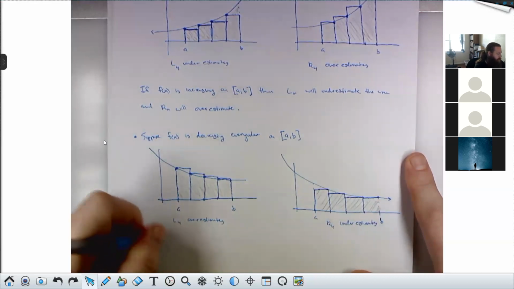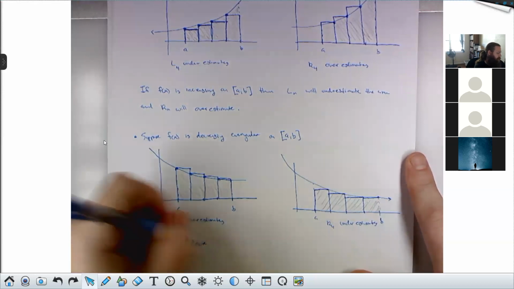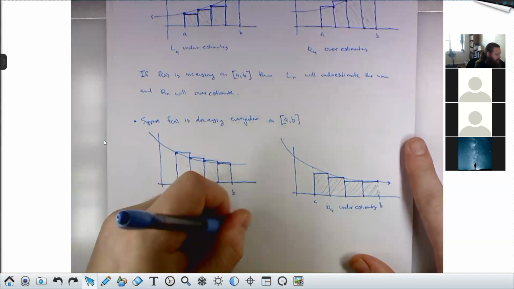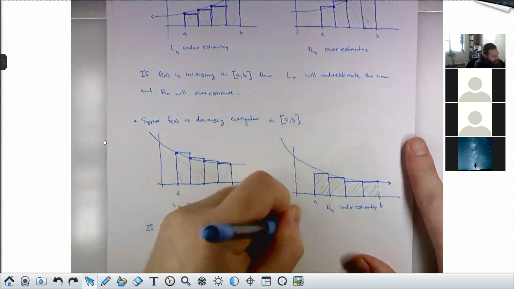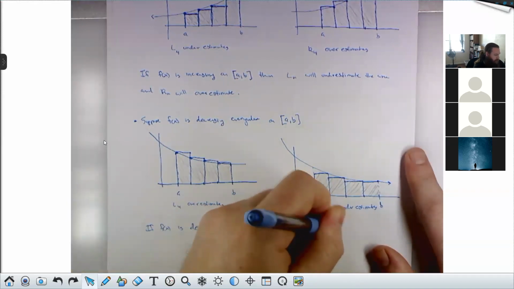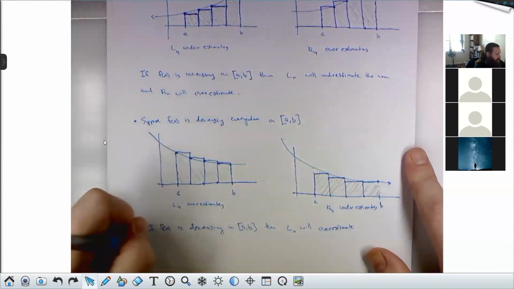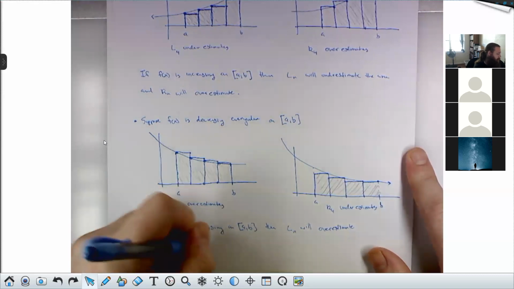So if f of x is decreasing on AB, then Ln will overestimate and Rn will underestimate.